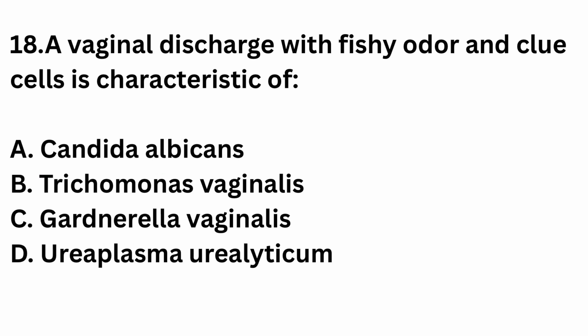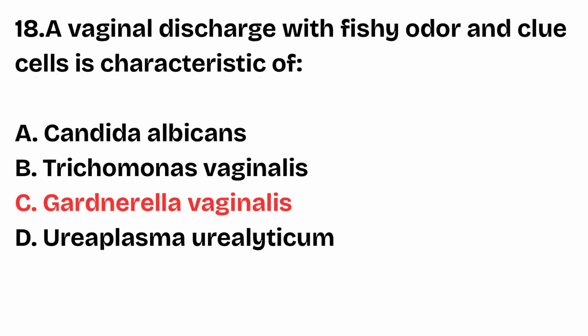Question number 18. A vaginal discharge with fishy odor and clue cells is characteristic of Candida albicans, Trichomonas vaginalis, Gardnerella vaginalis, Ureaplasma urealyticum. The right answer is option C, Gardnerella vaginalis. Gardnerella vaginalis causes bacterial vaginosis with fishy odor. The presence of clue cells confirms the diagnosis.